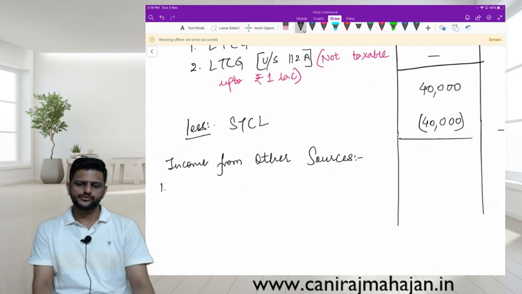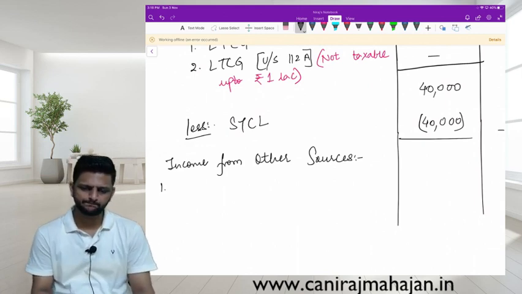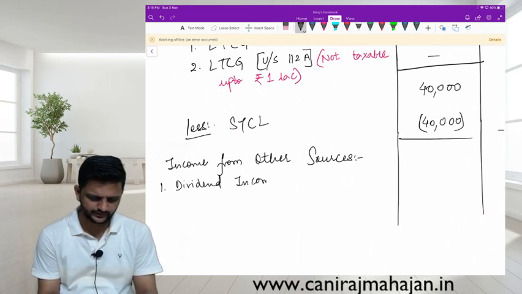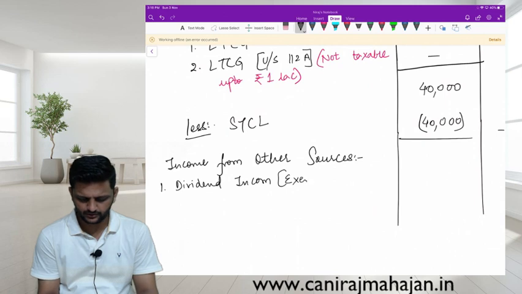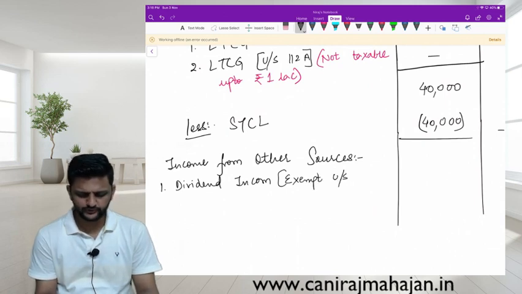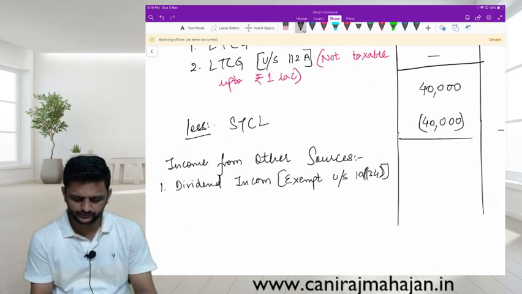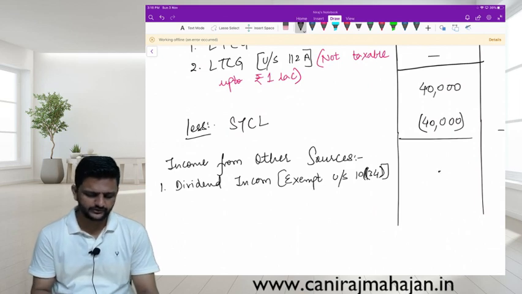Income from other sources. Dividend, in bracket, exempt under section. We have assumed over here that it is from a domestic company. Details they have not given, so obviously this will give a dash.